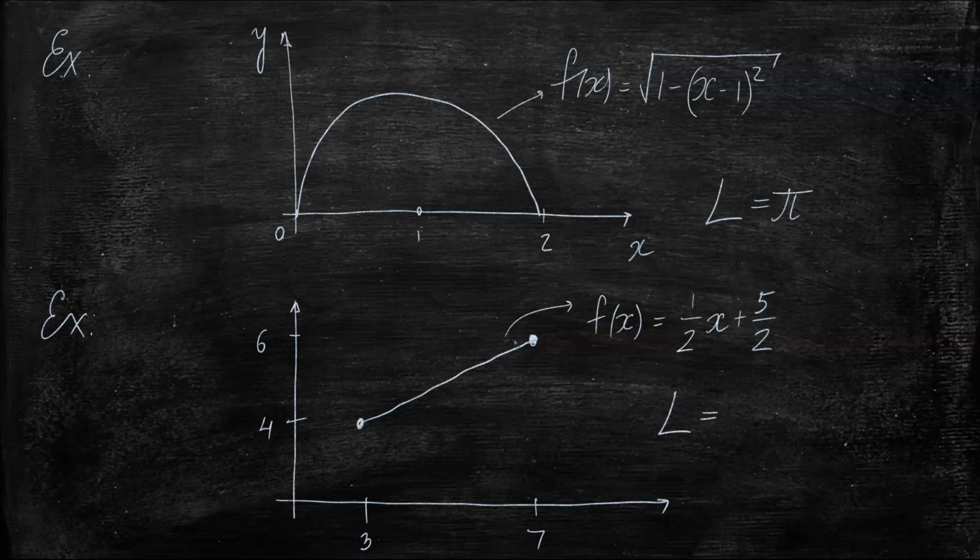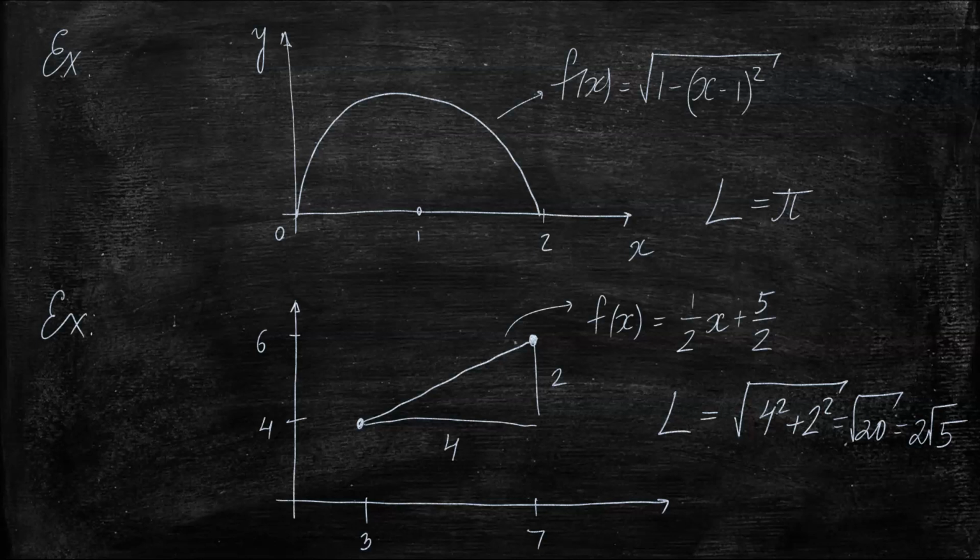And to find the length of this path, we actually don't have to do anything other than the Pythagorean theorem. It will be the square root of, and here we have, this is 4, this is 2, so it's going to be the square root of 4 squared plus 2 squared, which is the square root of 20, which is 2 radical 5. So as you can tell, we do know the solution for some curves, but not all.